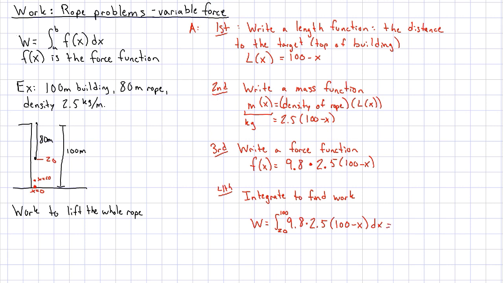If I evaluate that integral, I end up with 78,400 joules. So that is scenario 1, or scenario A, where the origin is at the base of the building. Let's look at our next scenario.